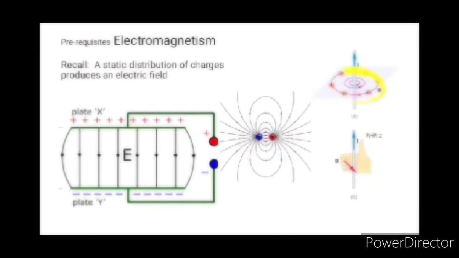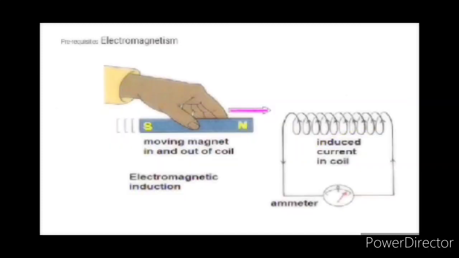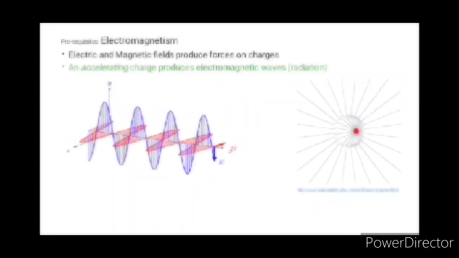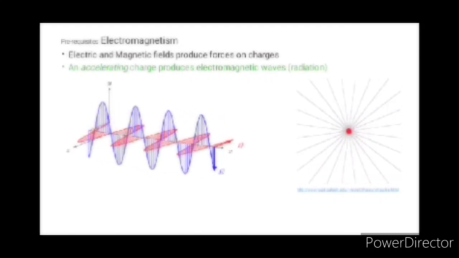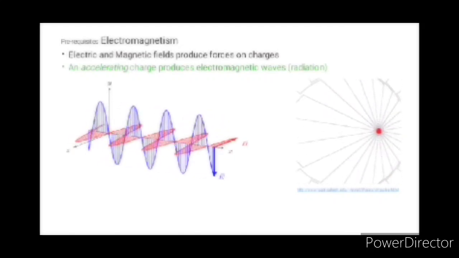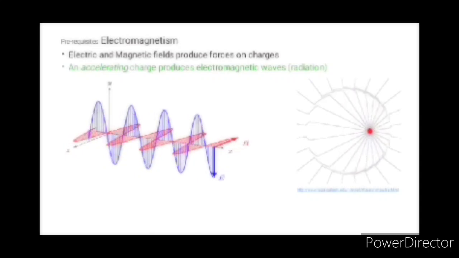If we move the magnet to and fro, electric current will flow in this coil. Hence, both electric and magnetic fields produce a force on charges. An accelerating charge produces electromagnetic waves or electromagnetic radiations. Electric field energy is used in electric circuits and released in lightning. Magnetic field carries energy through a transformer.